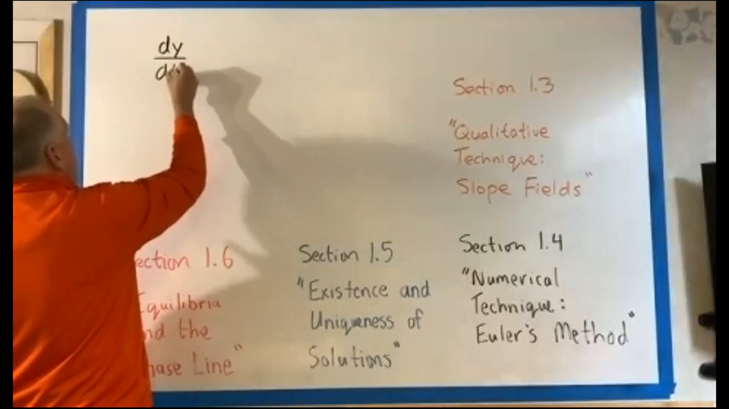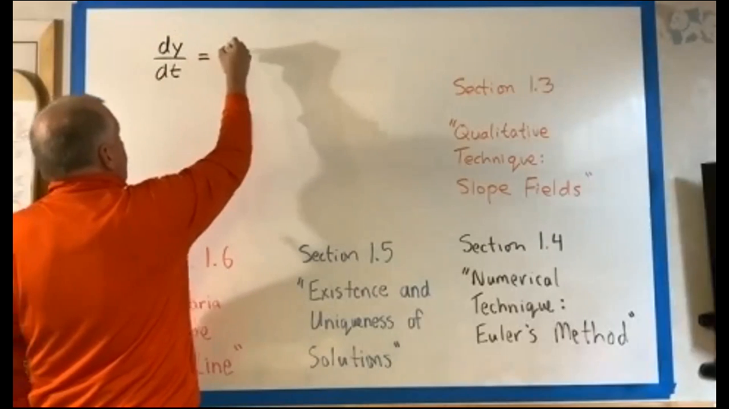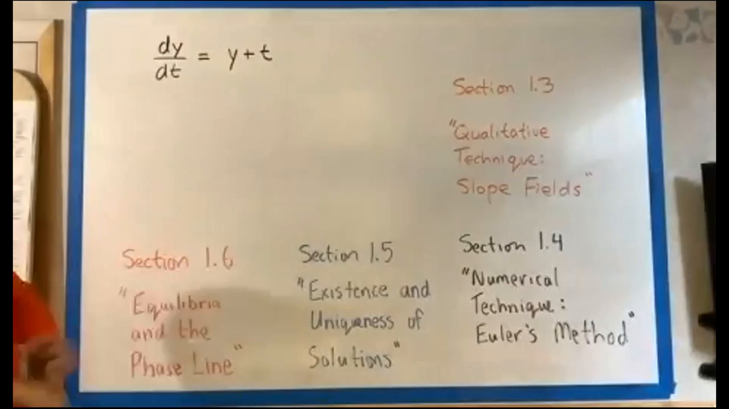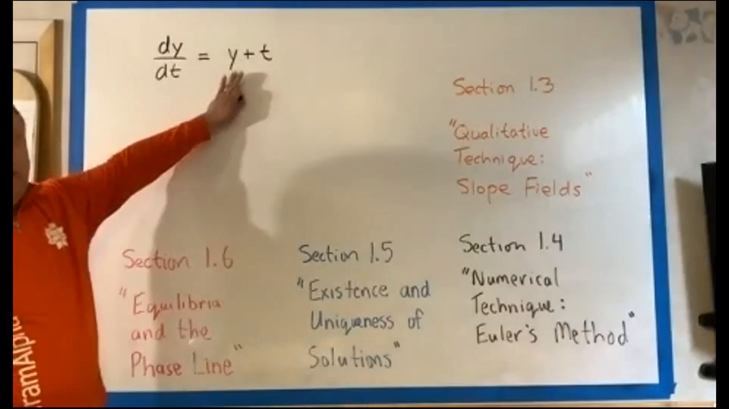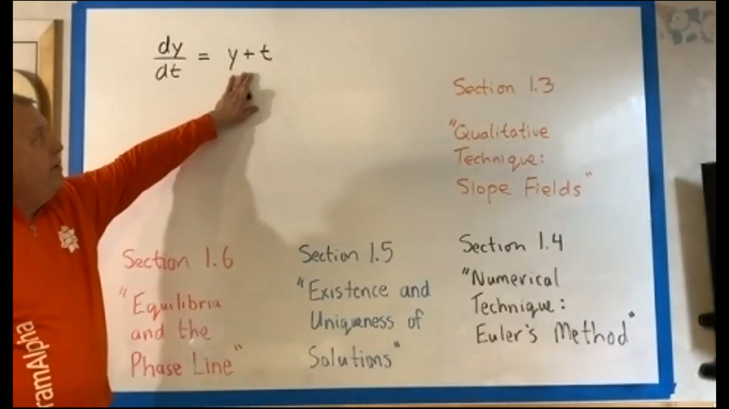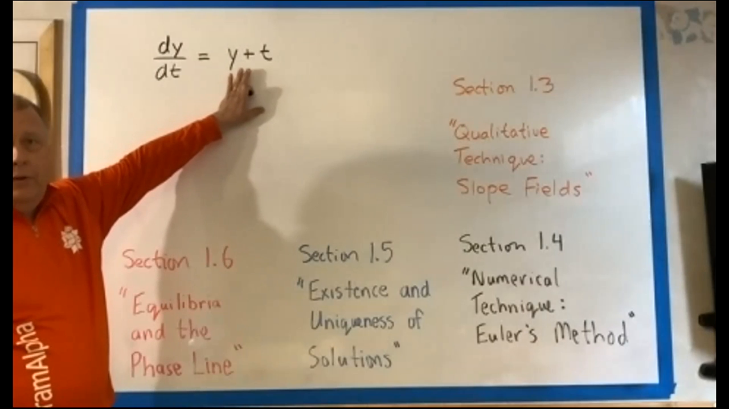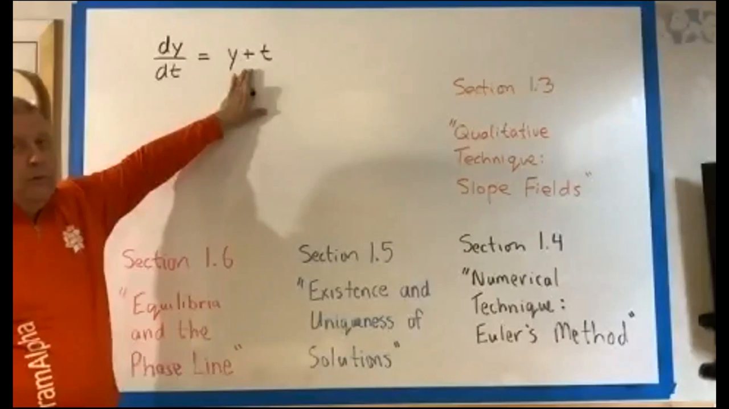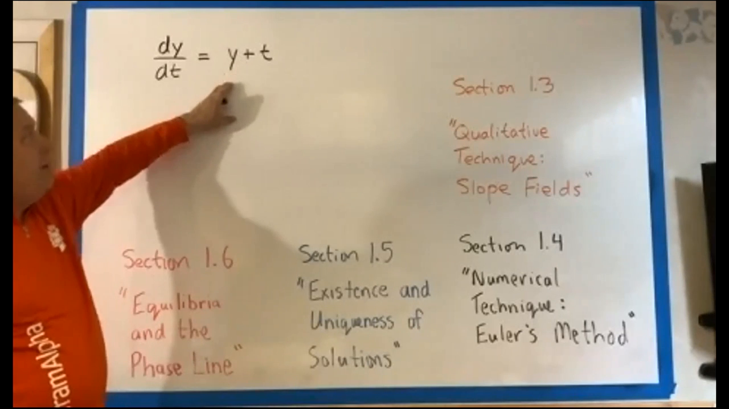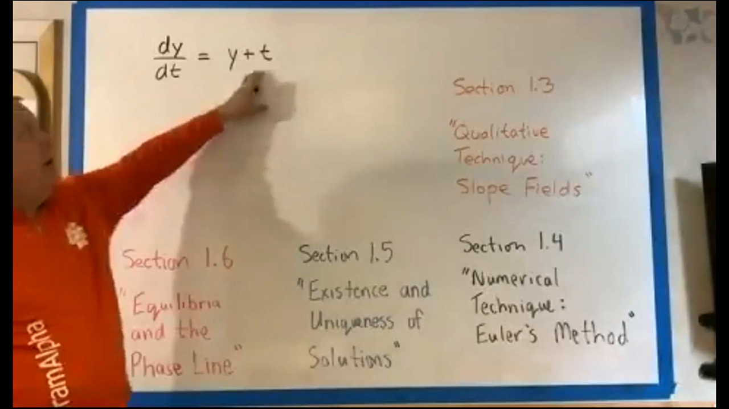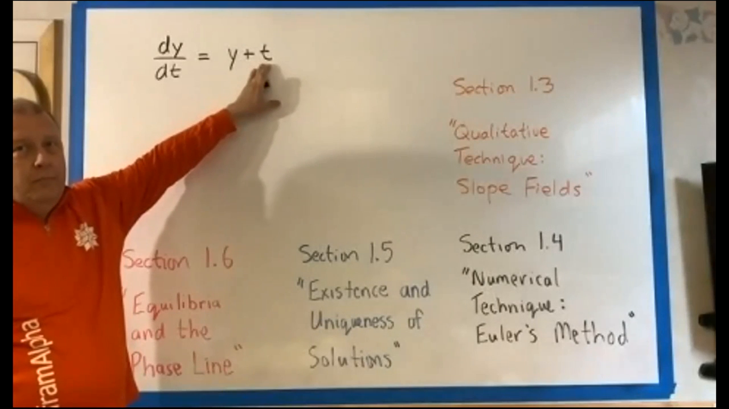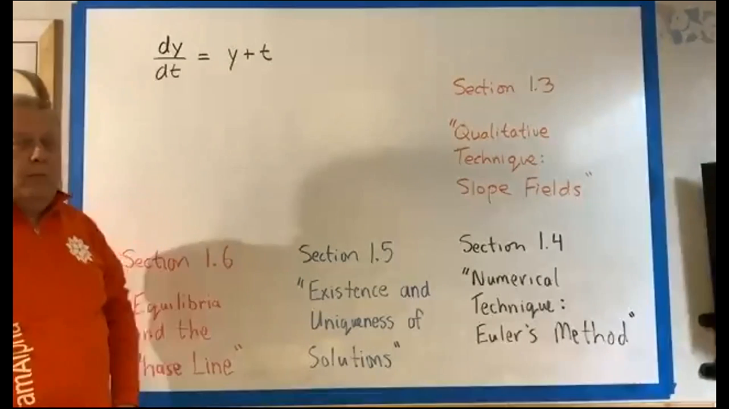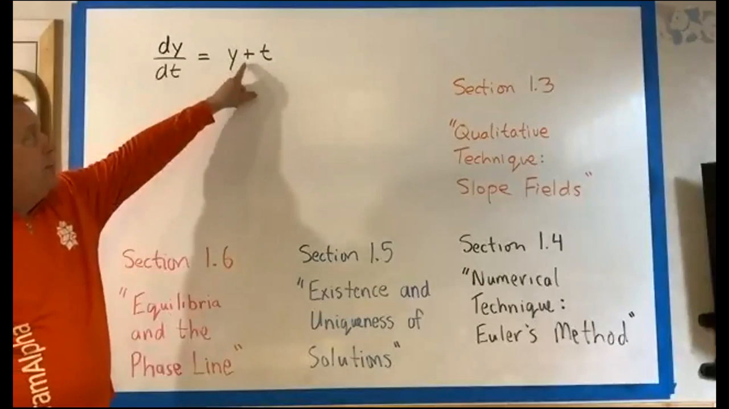Let's say dy/dt is y plus t. Now that is a relatively simple differential equation, right? But if you stare at it for a few minutes, you realize it's not separable. You cannot just subtract y and multiply both sides by dt and get the y's and the t's separated, like in section 1.2. It's because of the addition sign.